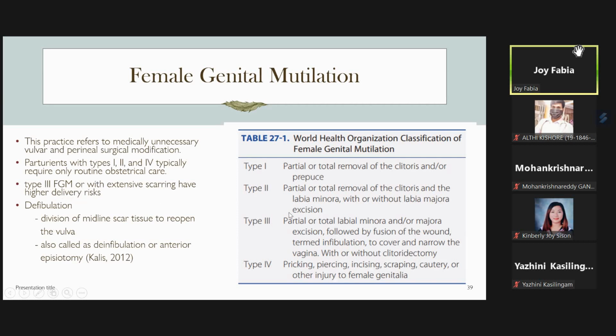But for type 3 female genital mutilation, there is extensive scarring leading to higher delivery risk. When we say defibulation, this is a division of midline scar tissue to reopen the vulva. This is also called de-infibulation or anterior episiotomy.